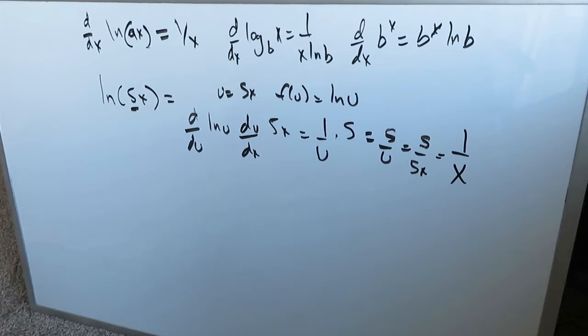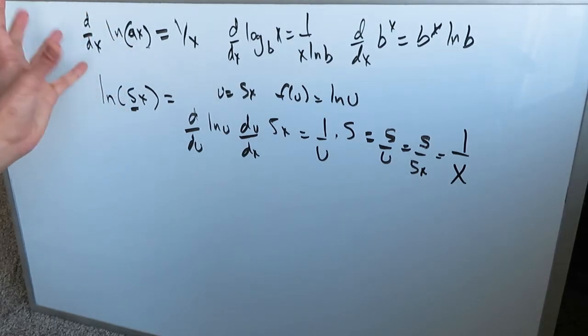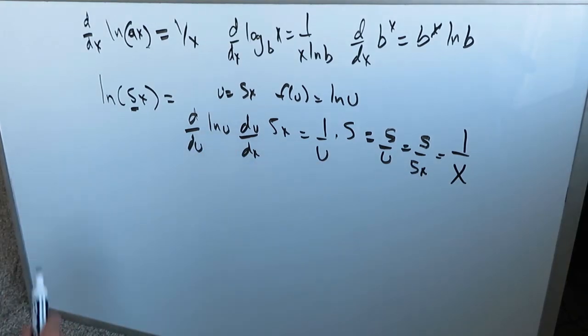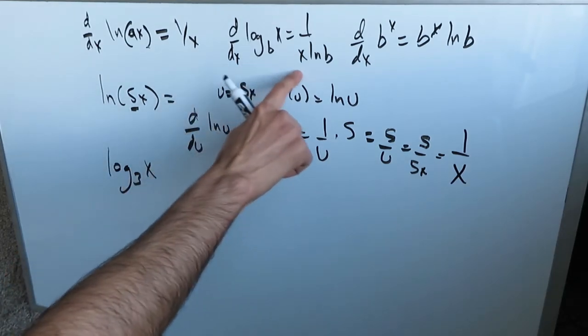So these are the simple cases. But in those cases where the item in the parentheses is inherently attached to the variable, you have a composite function, and then you can't really get away with this simplicity. But let's look over here. Log base 3 of x will follow this scheme.